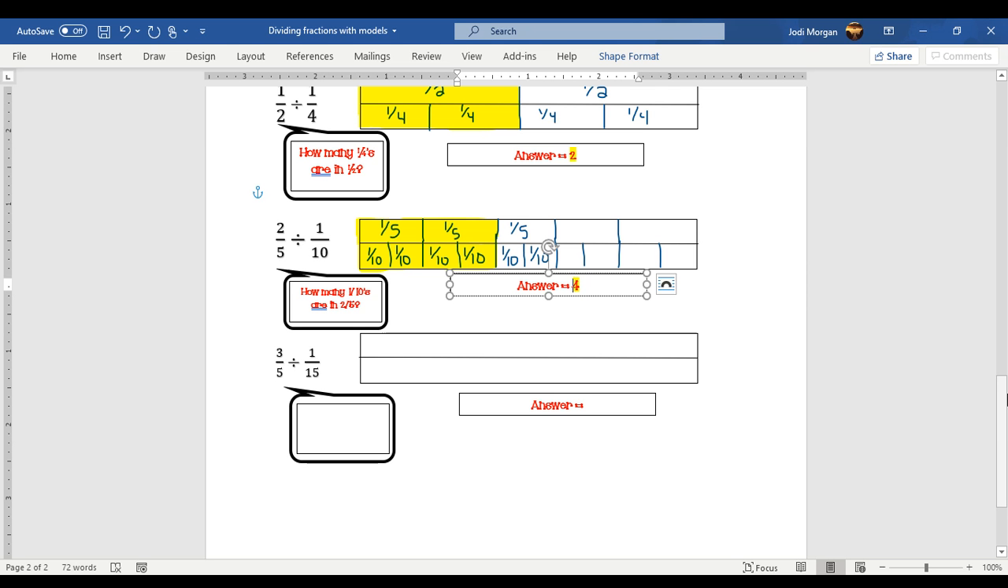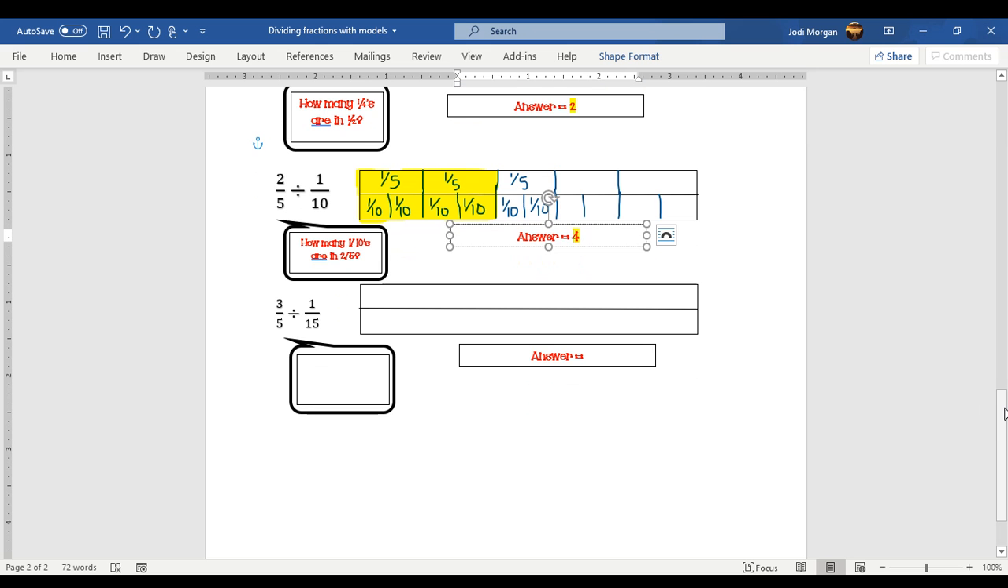Okay, now the last one. For some reason, this last one can be more confusing. I guess it's because just like number 2, we split it into fifths, but then we're going to 15ths instead of tenths. And for some reason, that really throws people off. So I want to give you a little clue.